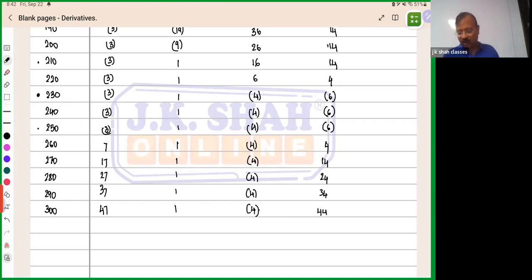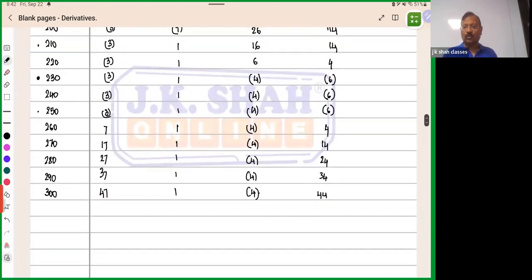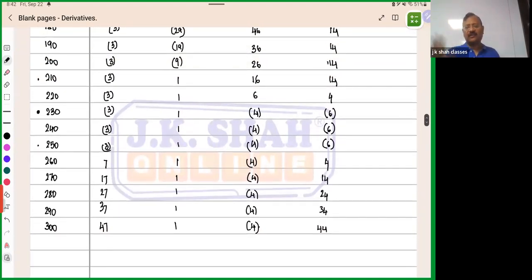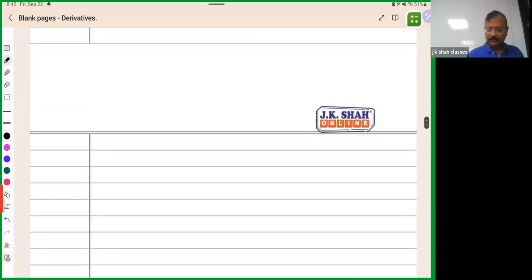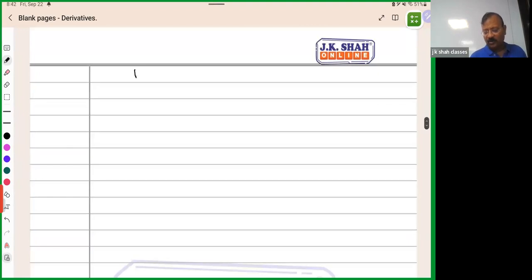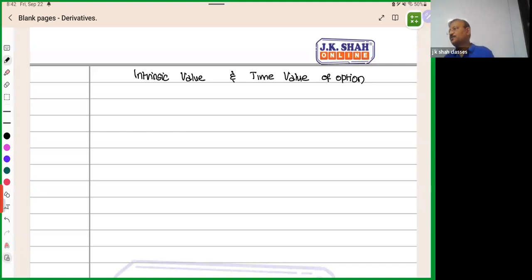Now, before we start solving problems, there's one more concept that we need to know. One minute. Online, have you all finished writing this down? Yes, okay. Now, we need to understand something about intrinsic value and time value of an option.